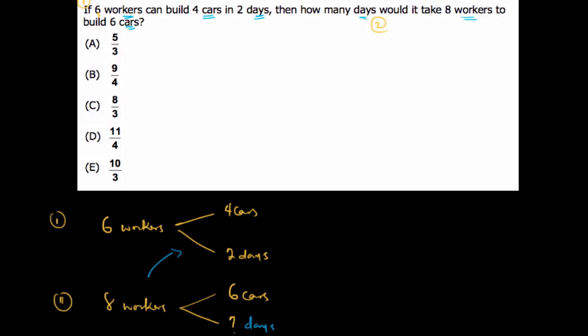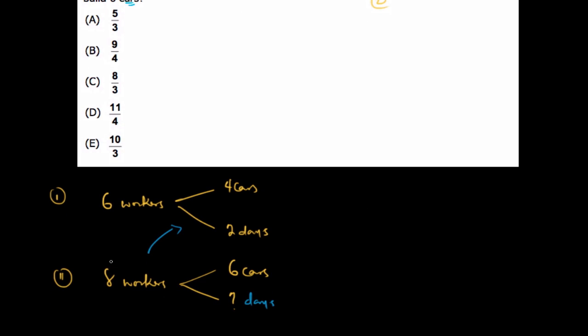Alright, now how do we go about solving this? Just like the first problem we did. I'll let W be the variable that represents workers, let C be the variable that represents cars, and D be the variable that represents the number of days. Again, like the previous video, I want to establish a relationship between W, C, and D.